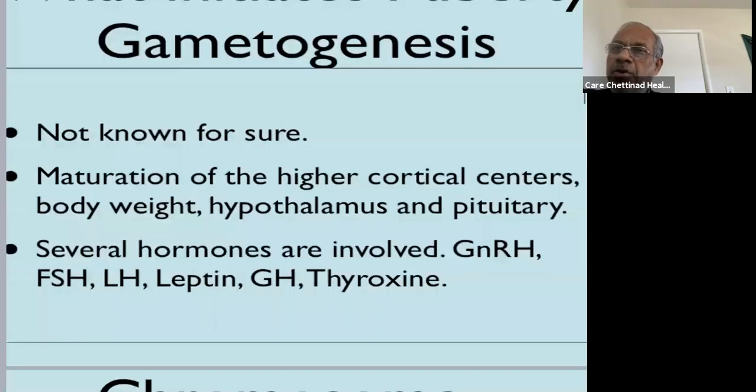Well, as I mentioned before, what initiates puberty and gametogenesis, no one is sure. It's probably the maturation of the higher cortical centers, maybe body weight, maybe the hypothalamus and pituitary. Look at patients with precocious puberty. We do not know what triggers it. There's a condition called idiopathic precocious puberty. We have no reason at all what's triggered it. Several hormones are involved in the initiation of puberty, like GnRH, FSH, LH, leptin, growth hormone, and thyroxine.